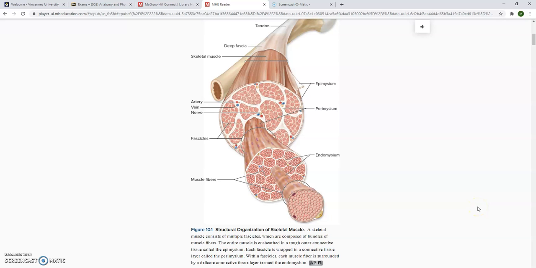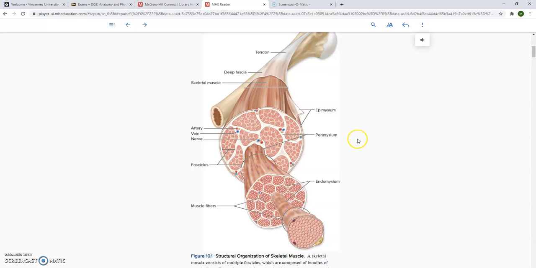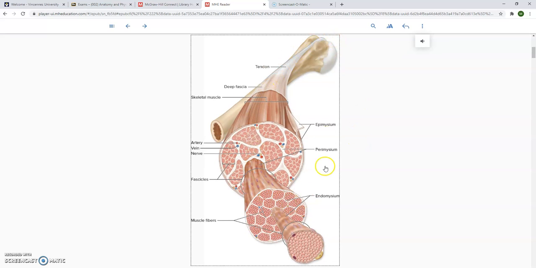Hi A&P1 students. In this video we're going to continue talking about muscle tissue, specifically skeletal muscle tissue. In the last video we were describing the connective tissues that are associated with skeletal muscle.